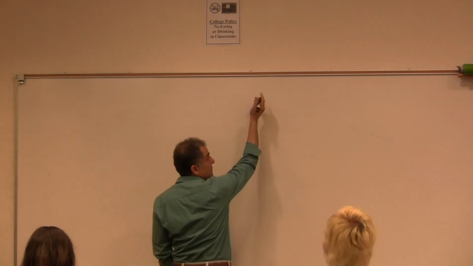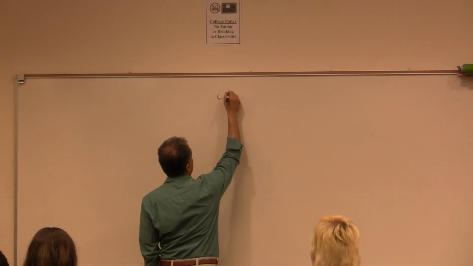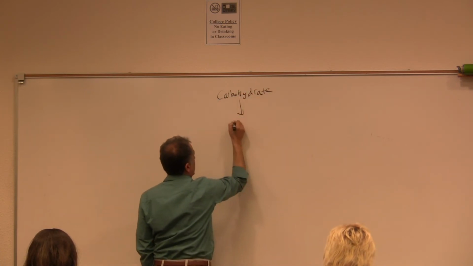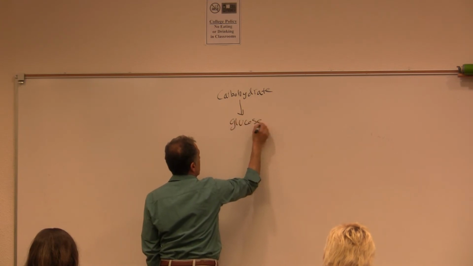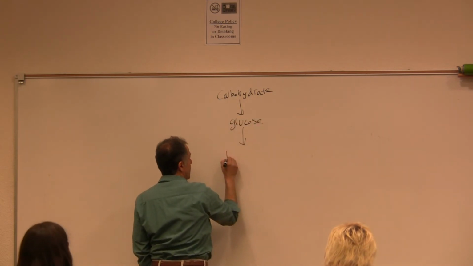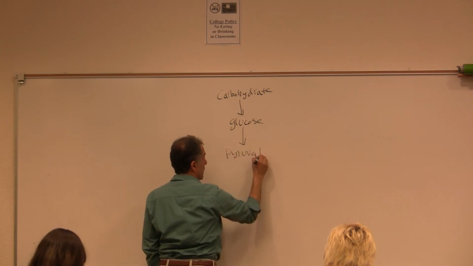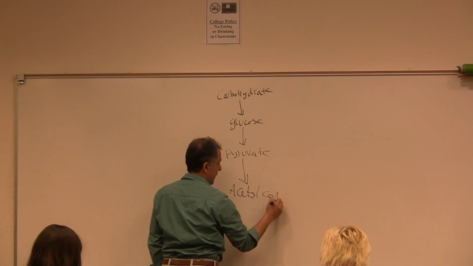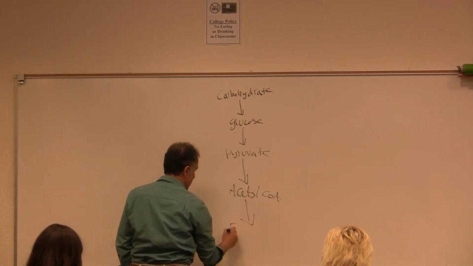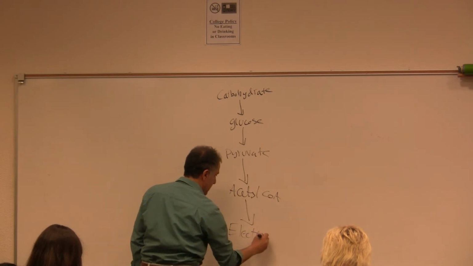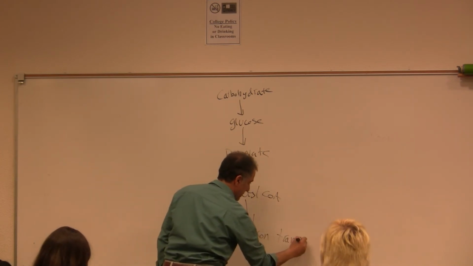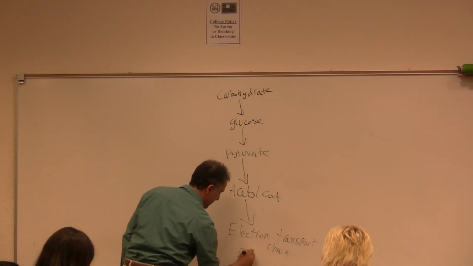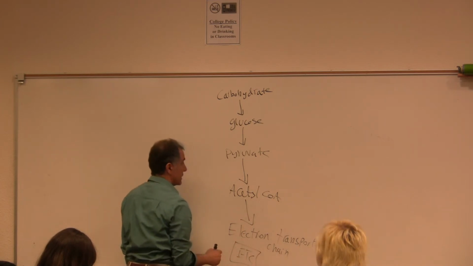So for lunch, breakfast, whatever, you had a lot of carbohydrates, is that right? Carbohydrates, they break down to glucose, right? Glucose breaks down to pyruvate. Pyruvate breaks down to acetyl-CoA. Acetyl-CoA to electron transport chain. We call it ETC. That's what ETC stands for, electron transport chain.